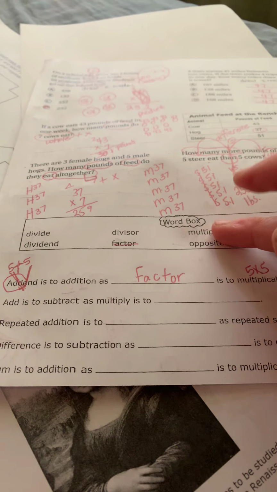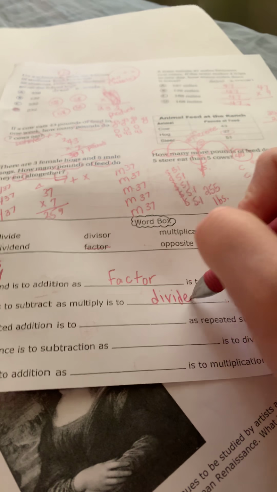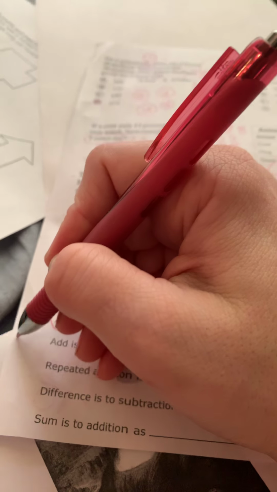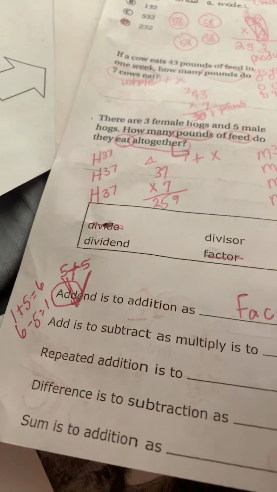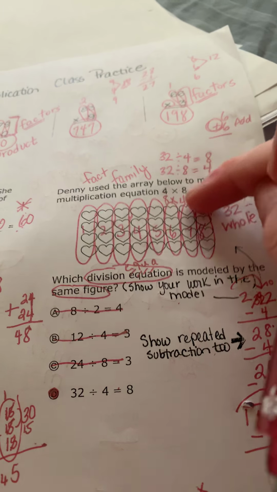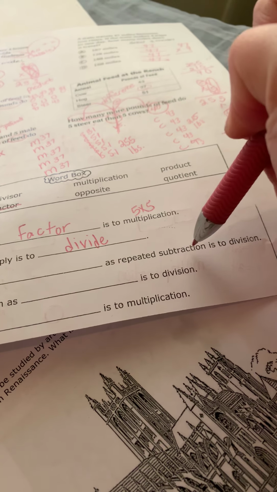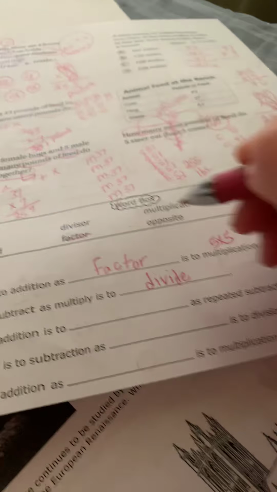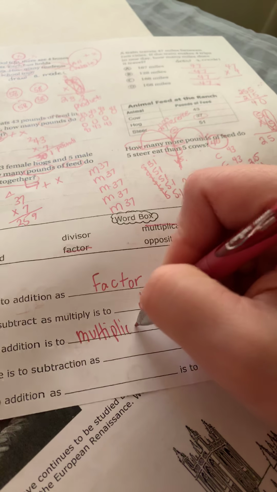Add is to subtract, as multiply is to divide. How do we know that? Fact families, that's what this is. Add is subtract. 1 plus 5 is 6, just like 6 minus 5 is 1. Multiply and divide. That's like what we did over here, where I could multiply or divide. Repeated addition is to blank, as repeated subtraction is to division. Repeated addition is with multiplication, which that one should be super easy if you've been doing your job on this one.